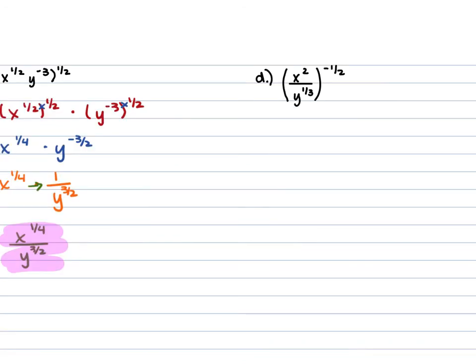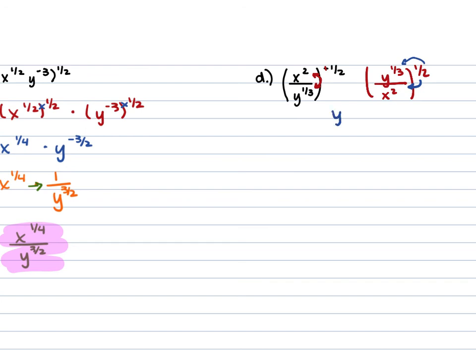For example D, we're given x squared over y to the 1/3 power, all raised to the -1/2 power. Again, I don't want to work with this -1/2. I want it to be positive, so I am going to turn it into a positive and take the reciprocal of what's inside the parentheses. So this is going to be y to the 1/3 power over x squared, all raised to the positive 1/2 power now. This simplifies because that power goes to both the numerator and the denominator.